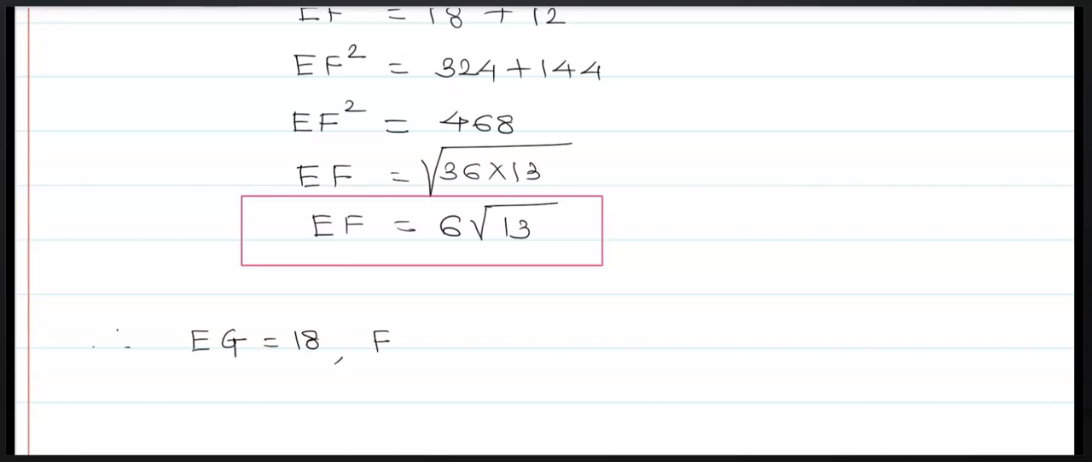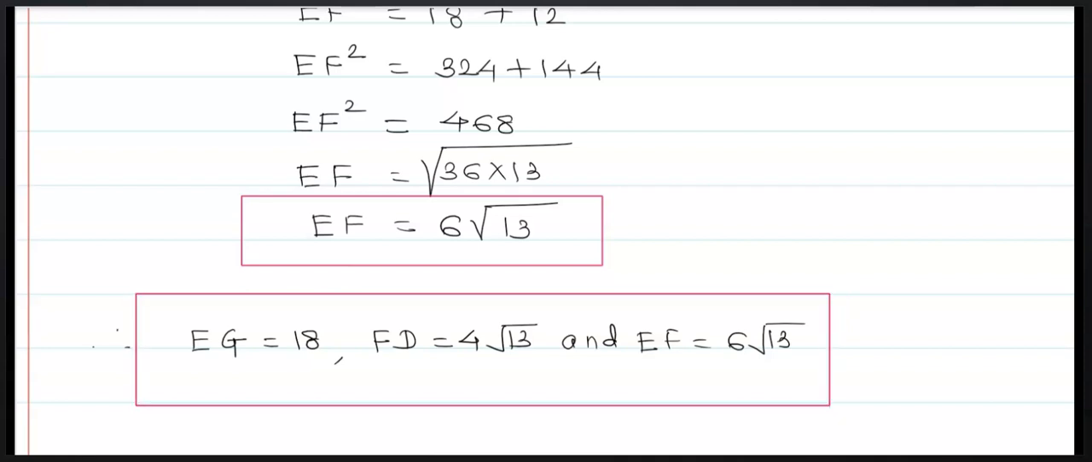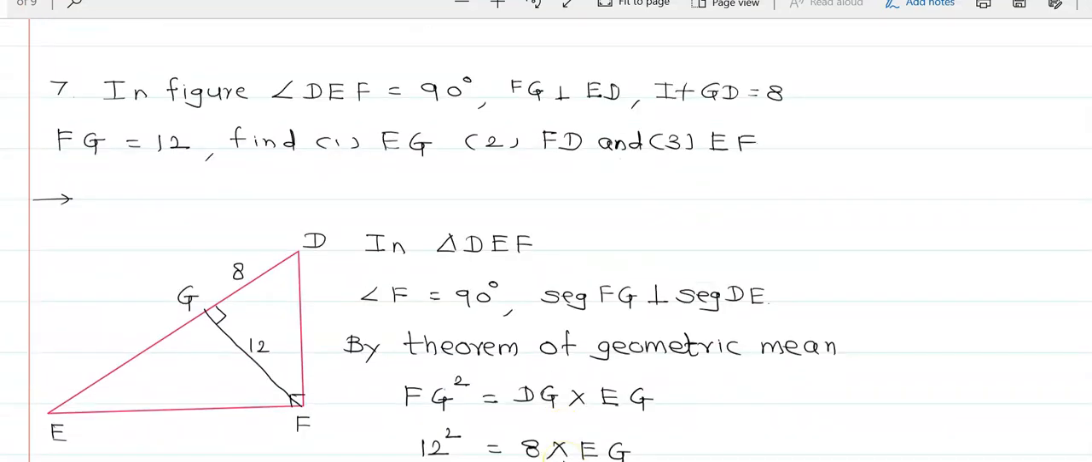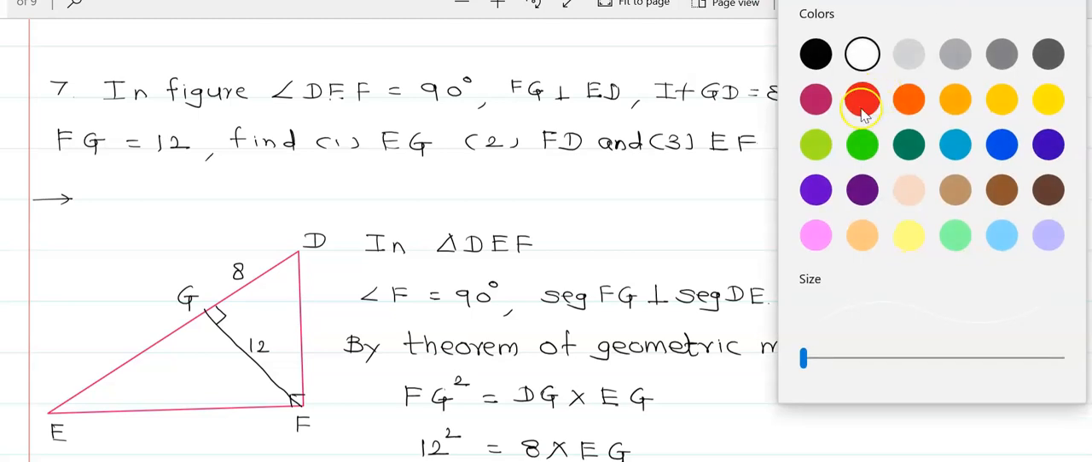EG is equals to 18. FD is equals to 4 root of 13. And EF is equals to 6 root of 13. Now again we will see here in figure. This is F and this is nothing but E.